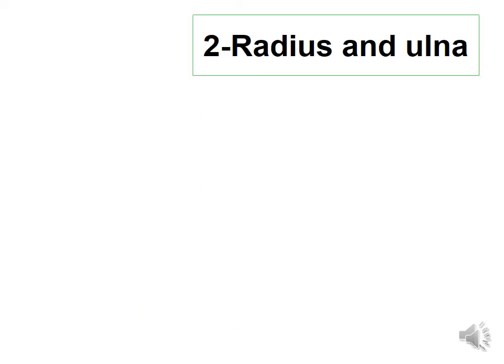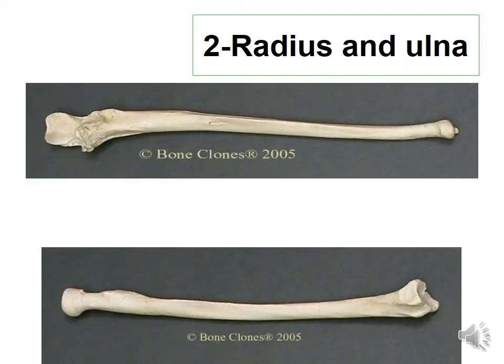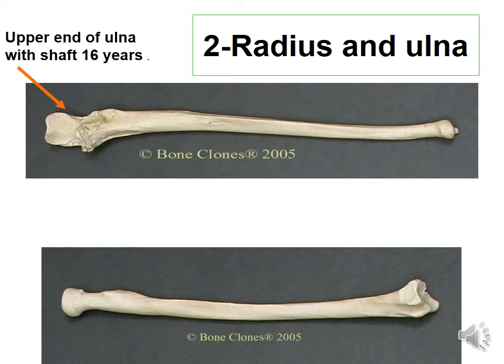Okay, now we're still in the upper limbs, but we're in the bones of the forearm. We have the radius and ulna. What are the ages of union? Let's start with the upper end of ulna. Upper end of ulna unites with the shaft at 16 years.